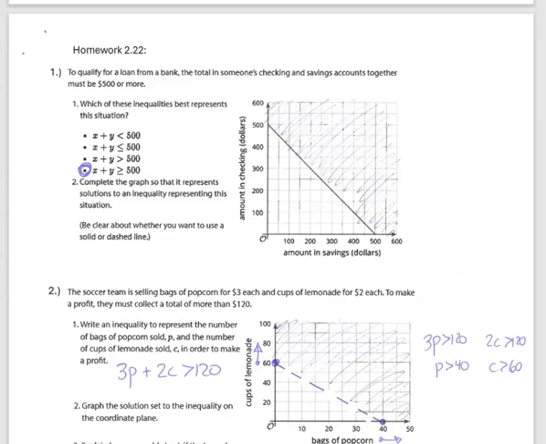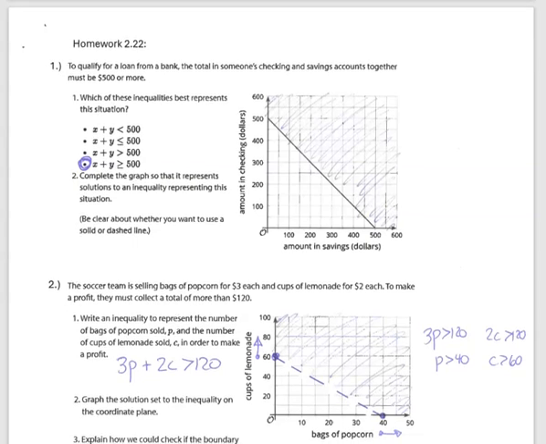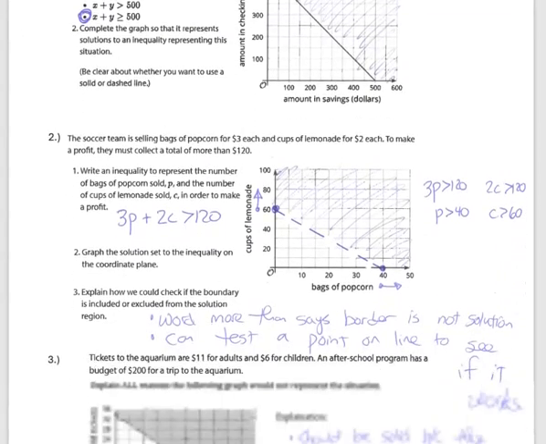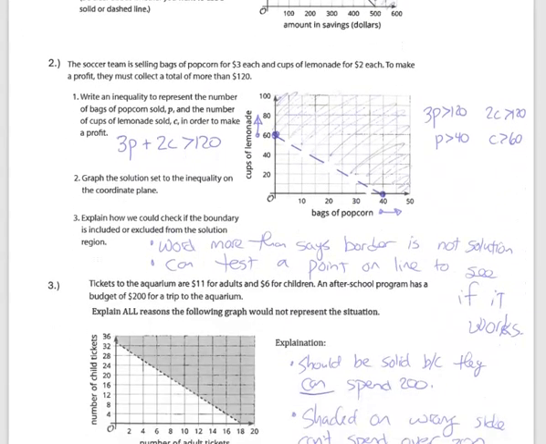You could have also checked 0, 0 and seen that 0, 0 did not work. So the only other option is the other side. On number 2 here, it says that a person is selling popcorn for $3 each, lemonade for $2 each, and they need to make a profit of more than, not at least, but more than 120 bucks.